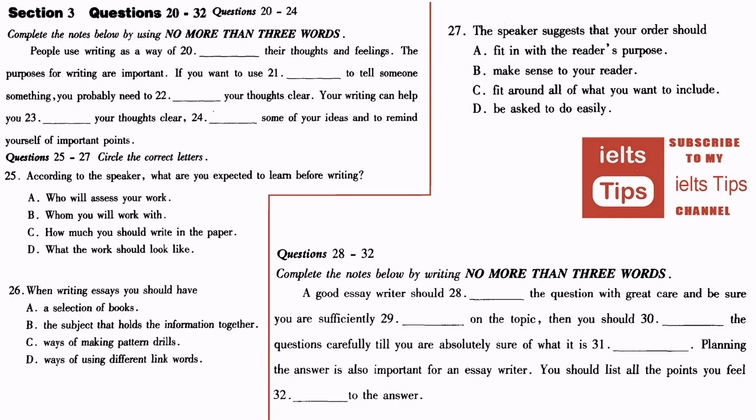When writing essays, you should have a selection of information and the subject or topic that holds the information together. You should have ways of making statements or creating an impression by changing slightly the words you use and the way you use them. Keep one eye on the order you have chosen and the other on how you fasten things together. There are always different ways in which your ideas can be arranged. But once you have chosen an order, keep to it.